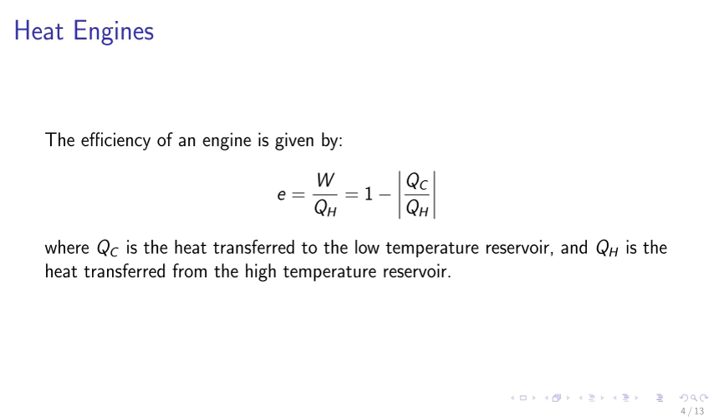Heat engines. The efficiency of a heat engine is given by E equals W over QH equals 1 minus QC over QH, where QC is the heat transfer to the low temperature reservoir, and QH is the heat transfer from the high temperature reservoir.